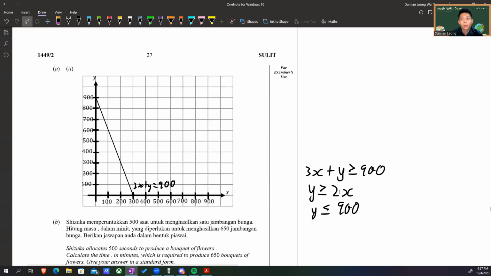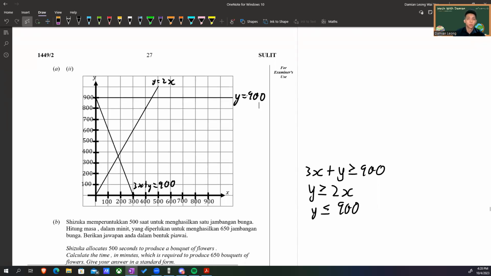Then y more equals to x. Means if x is 0, y is 0. If x is, say, 400, y is 800. 400, 800 will be here. So it's a straight line going up from 0, 0 like this. Okay. So this is the y equals to x. Then y less or equals 900. Y equals 900 will be a horizontal line at 900 y value here. That's the y equals 900.